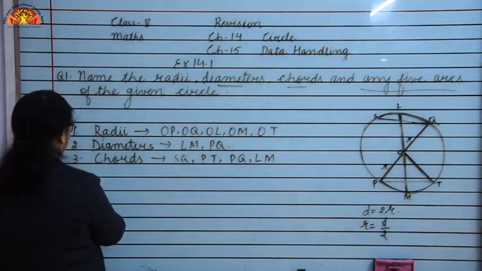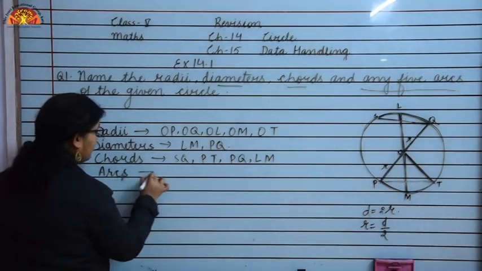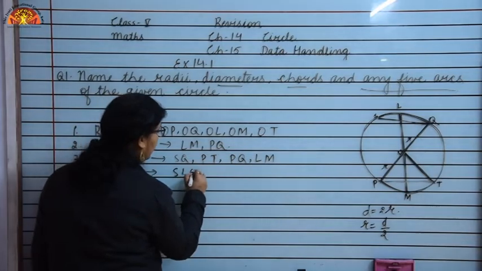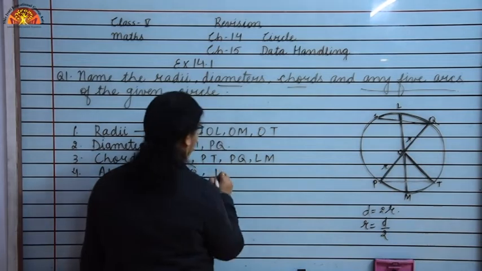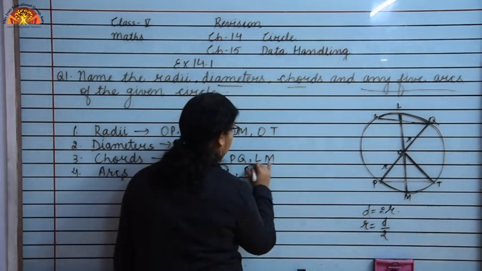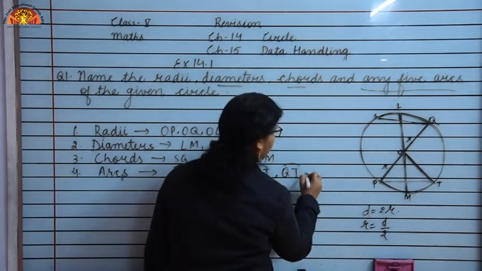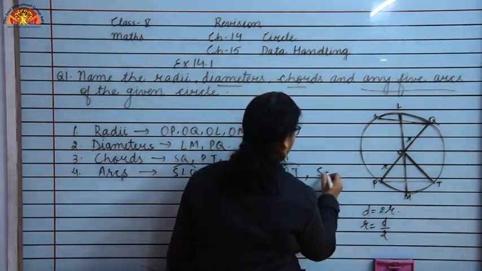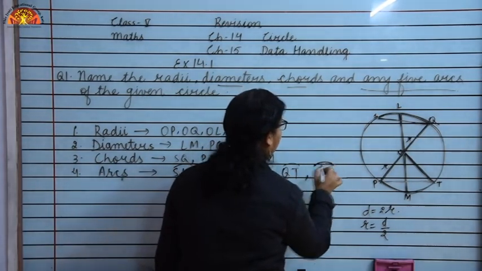So we write any 5 arcs here. So first is SL, SQ, PM, PMT, then QT, then SL. We write here 5 arcs, any 5 arcs. You can write more also.